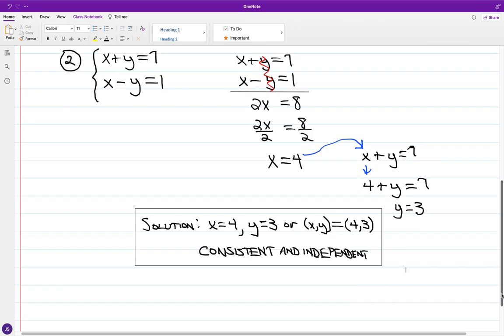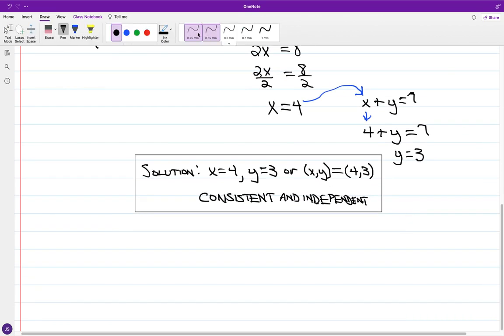Okay, and now another scenario. Say we don't have additive inverses in either x or y, but we can still set up a system of linear equations. Let's say we have x plus 2y is equal to 7. And for the other equation we have negative 2x minus 4y is equal to negative 14.